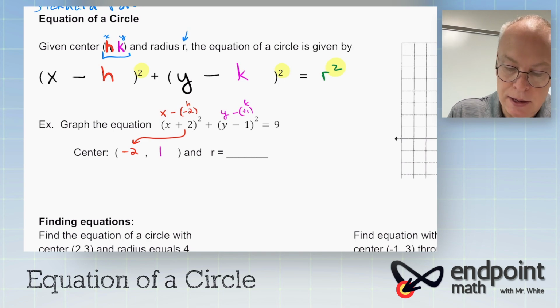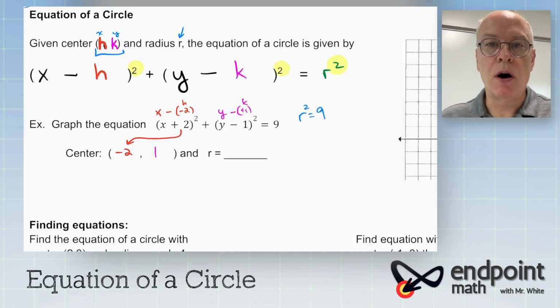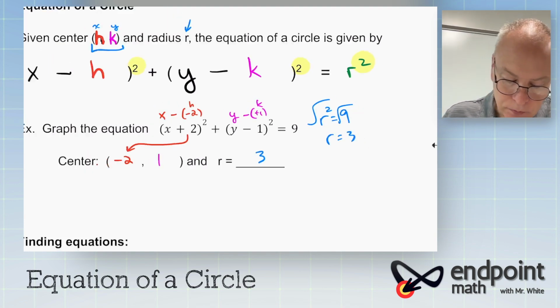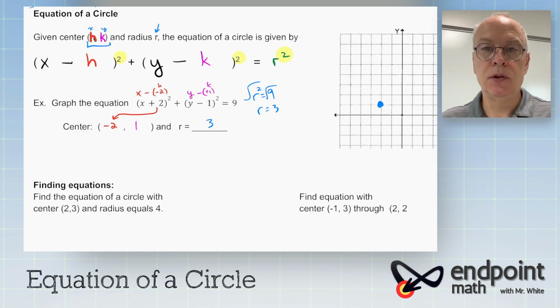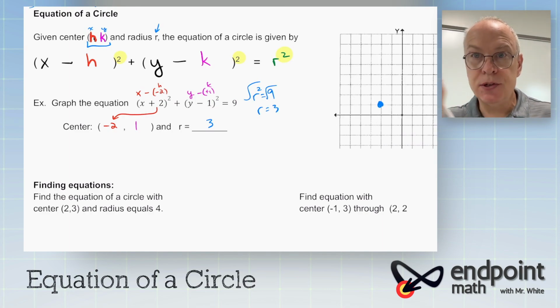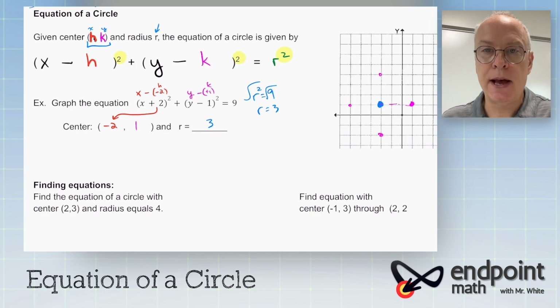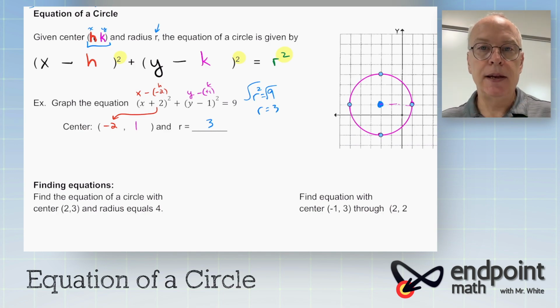And then r is what? Well, r squared is 9. So what would r be? You have to square root it, and you get r equals 3. So let's quickly draw that. Negative 2, 1 is right here. And then we go equidistant away, right? That's what the radius is, how far to go away. So boom, boom, boom, boom. There we go, I got 4 dots. And then I'm going to draw a circle and watch what happens. Ooh, pretty cool, huh? So we get a nice circle there. There's my circle centered at negative 2, 1.